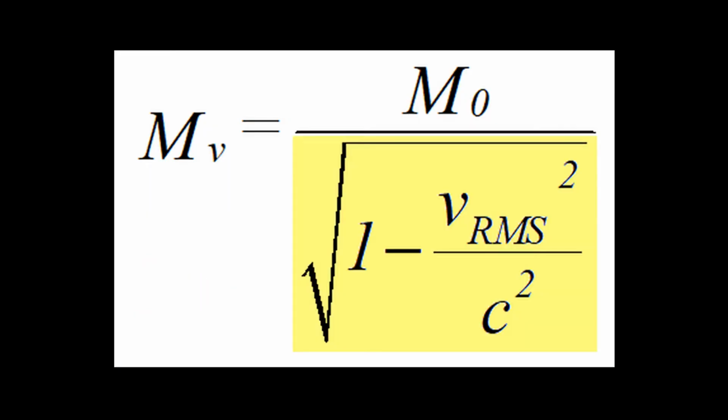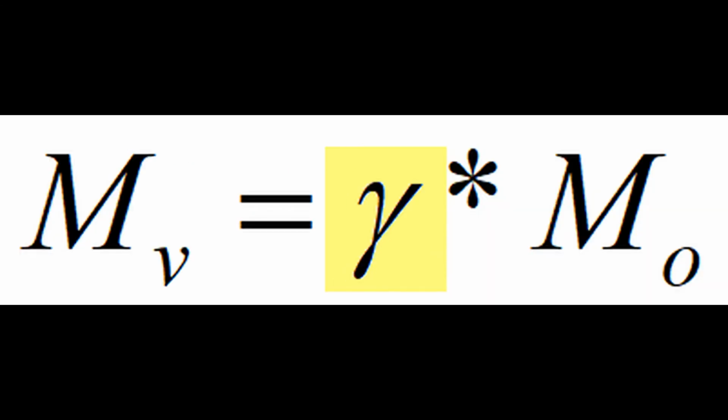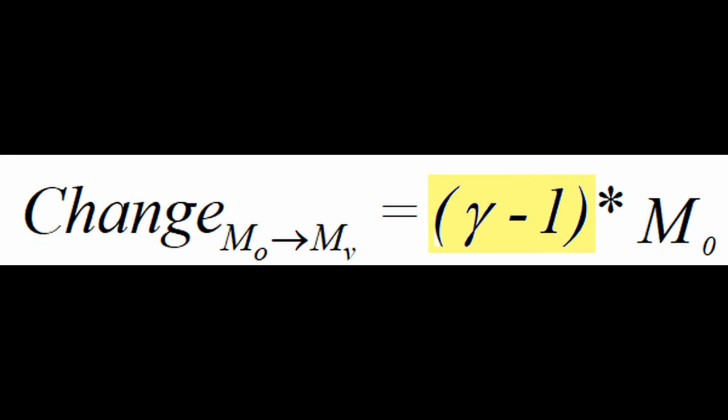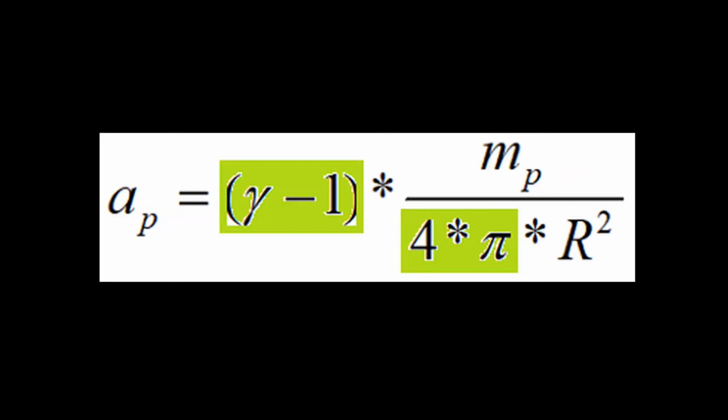We saw, the kinetic energy of the orbiting mass mv is equal to the rest mass m0 times the gamma factor. The difference between m0 and m orbiting is expressed in this formula: gamma minus 1 times the mass at rest. This factor gamma minus 1 will show up many times in the equations that describe the parameters of our solar system. For example, the acceleration at the surface is expressed in this formula where ap is the acceleration at the surface of the planet.